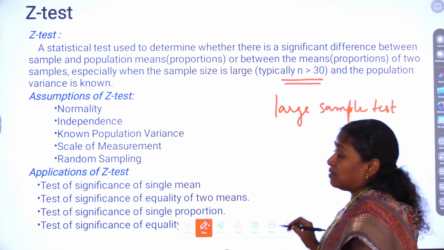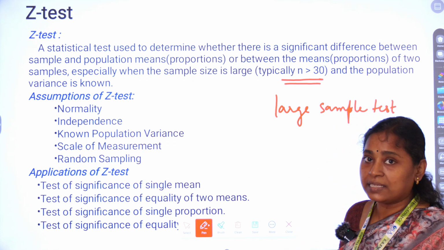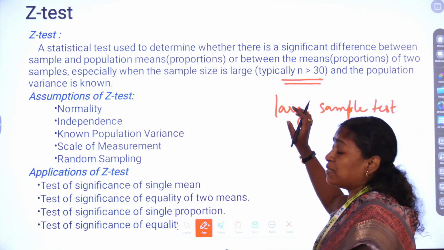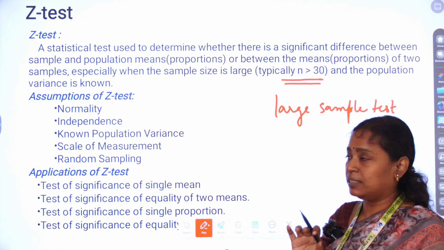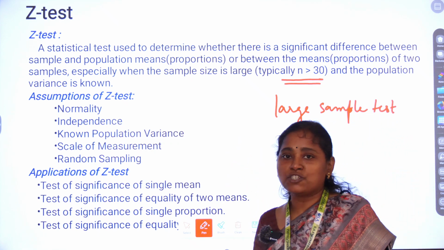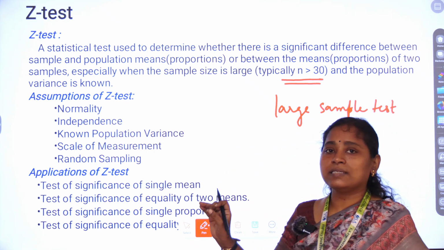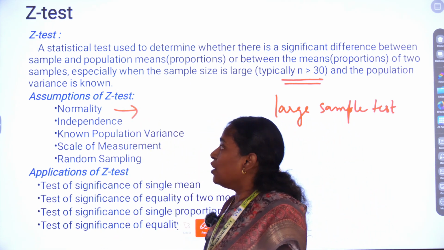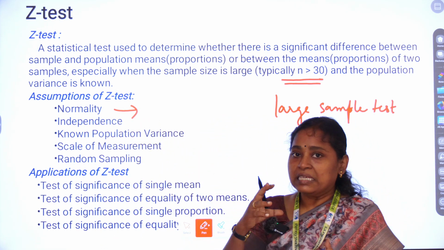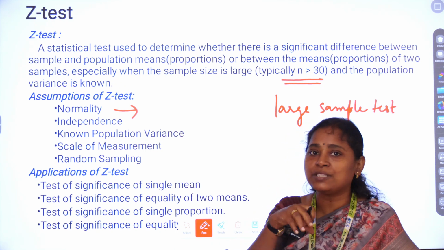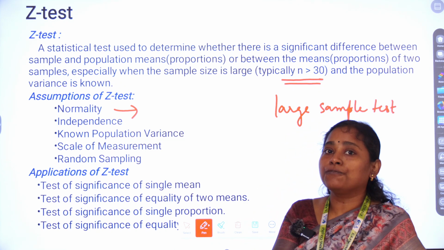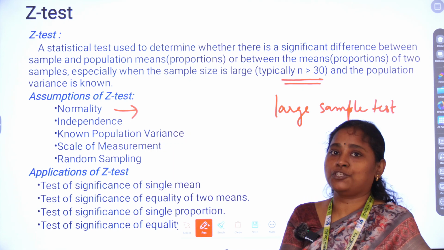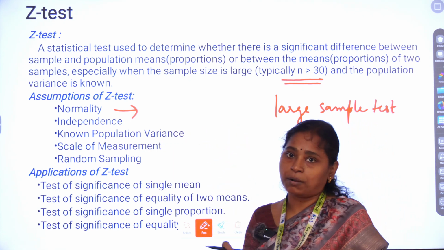So Z-test is otherwise said to be a large sample test because the sample size is always greater than 30. Now next one is assumptions of Z test. The first assumption is normality. What is meant by normality? Normality means the population from which the sample is drawn should follow normal distribution.